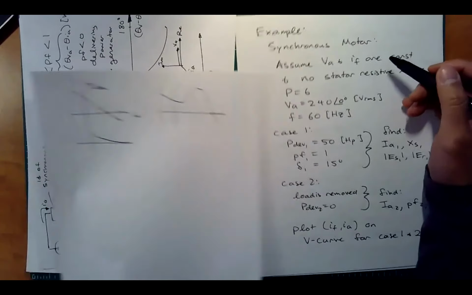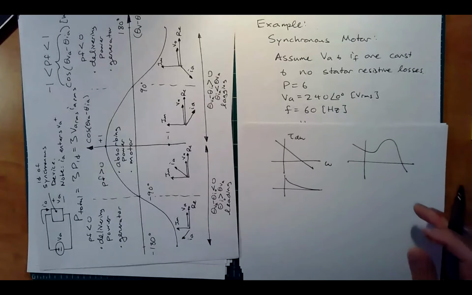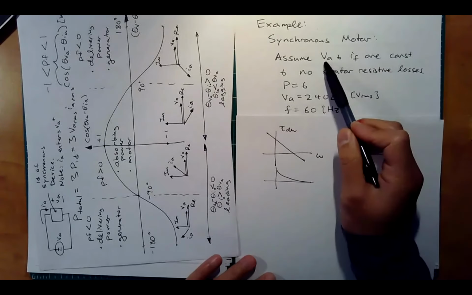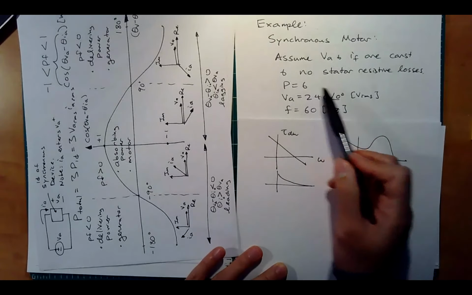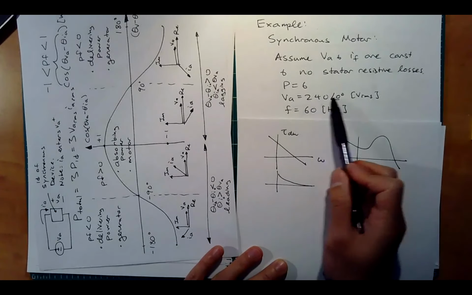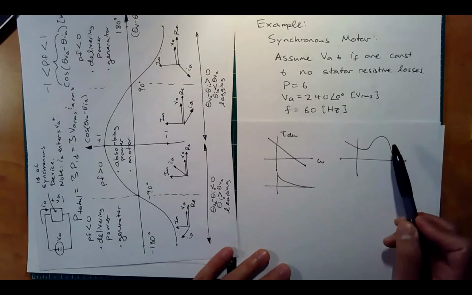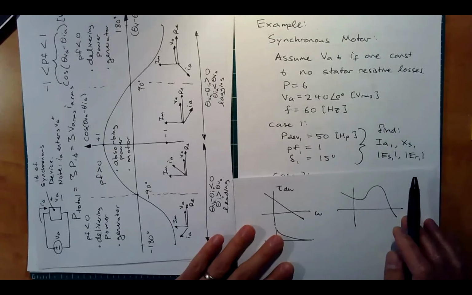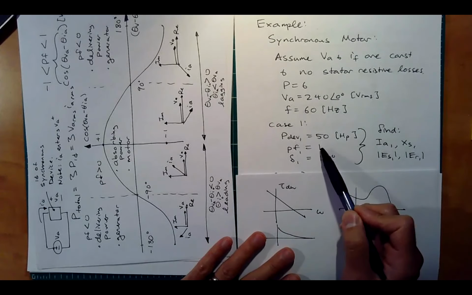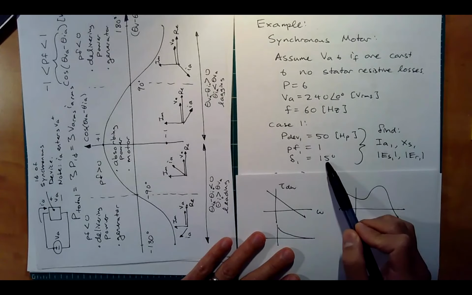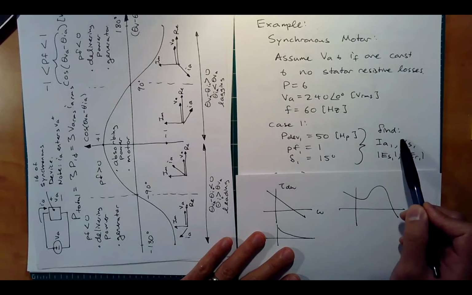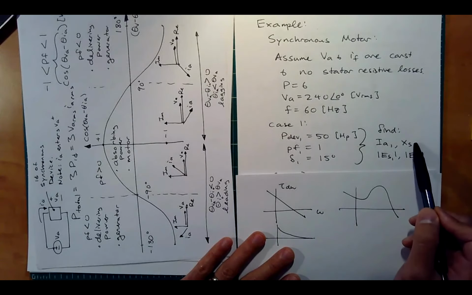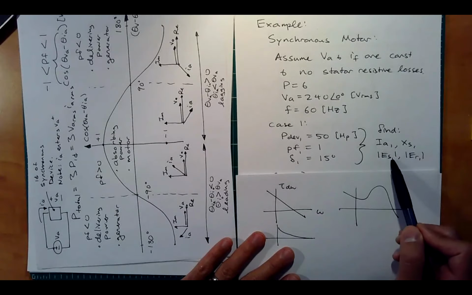All right. So what do we have? The problem says, assume we have a synchronous motor and VA and IF are constant, and there's no stator resistive losses. We have 6 poles. The VA is 240 volts pointing to the right at 0 degrees, 60 hertz. No problem. In the first case, you're operating at 50 horsepower, you have a unity power factor, and you have a torque angle of 15 degrees. They want you to find the armature current, the impedance of the stator coils, and the magnitude of these two voltages, ER and ES.